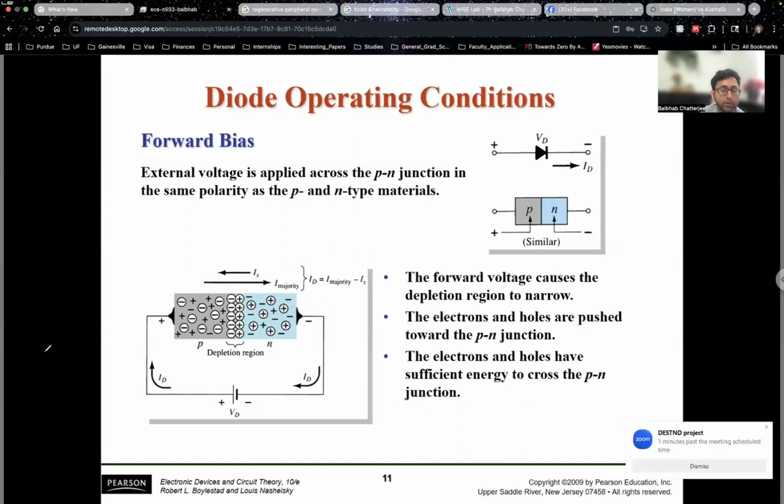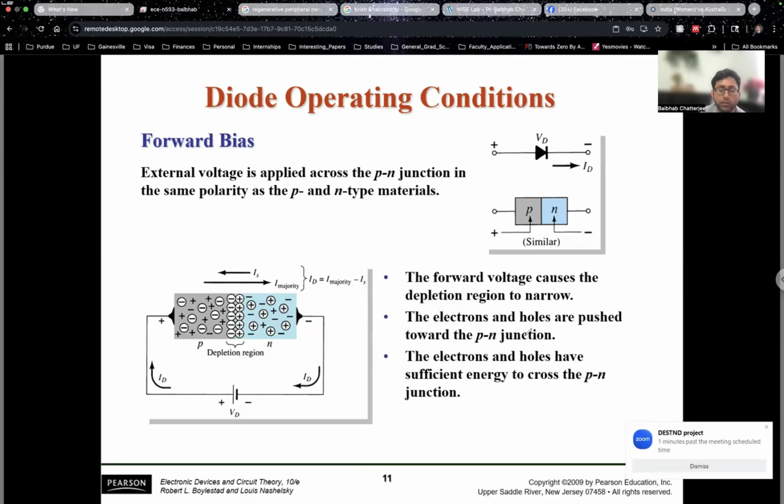So you have more electrons on the n side and you have more holes on the p side now, which basically says that you're doing the opposite of depletion. So instead of depleting, you're adding more and more charge carriers. So the width of the depletion region will be shorter, will be reduced in this case.